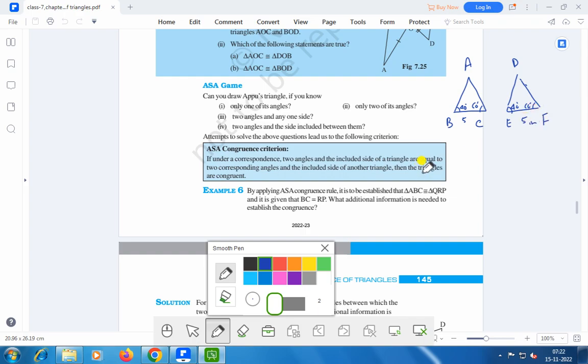right? Here you see angle B is equal to angle E, angle C is equal to angle F, and this side BC is equal to EF. The length of BC is equal to EF. Therefore, we can say that it is the angle side angle rule.